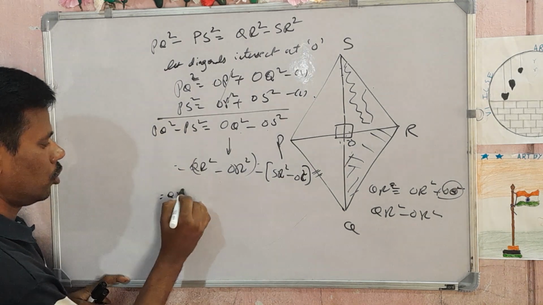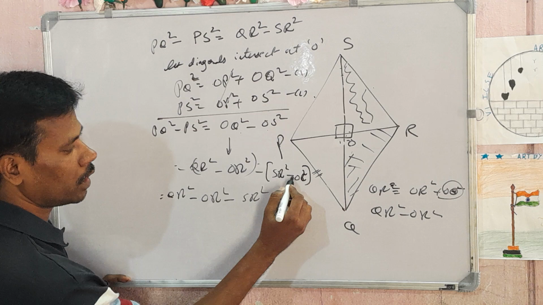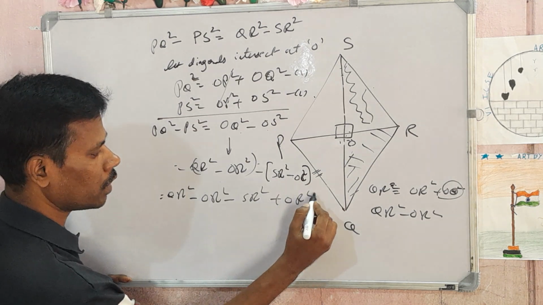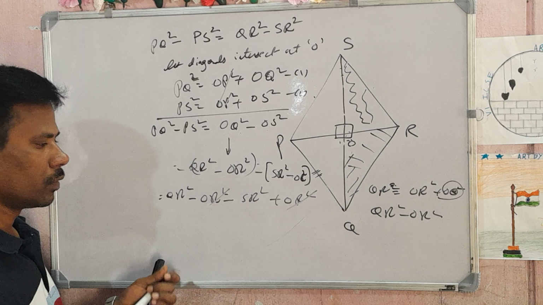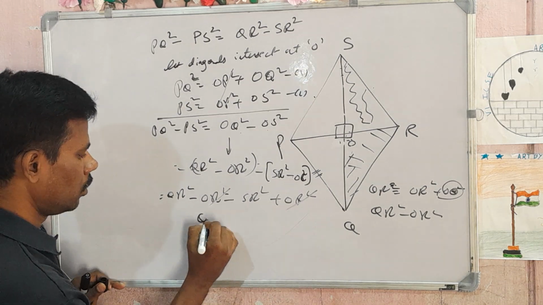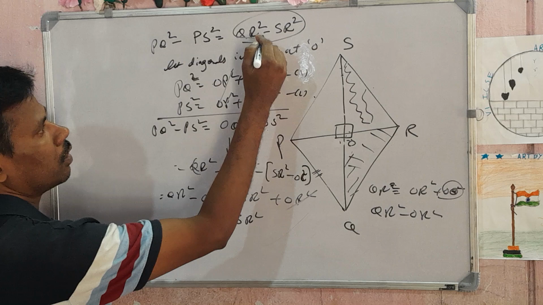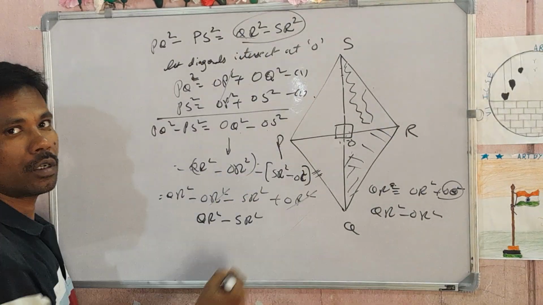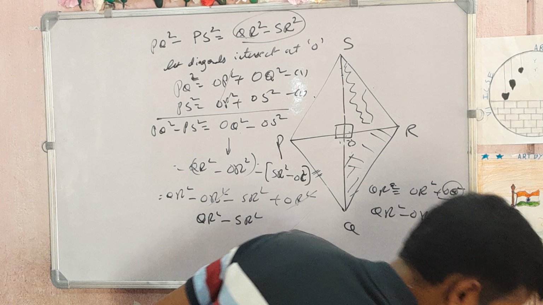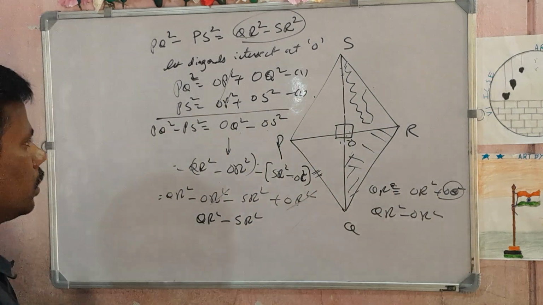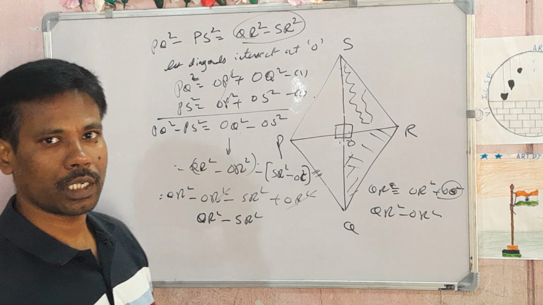Next, QR square minus OR square minus SR square minus OR square, so minus this plus OR square. Plus OR square minus OR square will get cancelled. So what you will get? QR square minus SR square. See here, QR square minus SR square. I took LHS, I got RHS. There is the problem. Next one. Is it clear, this problem? Just apply Pythagoras theorem. There ends the solution.